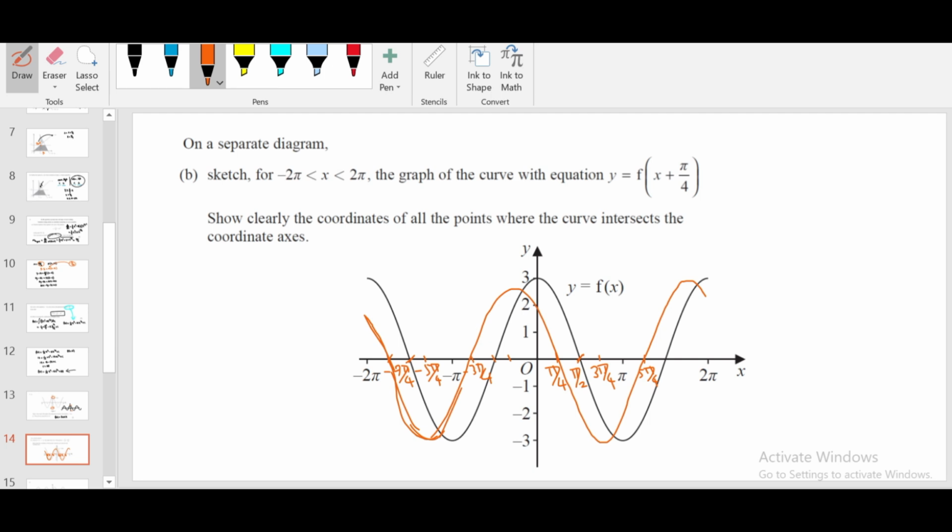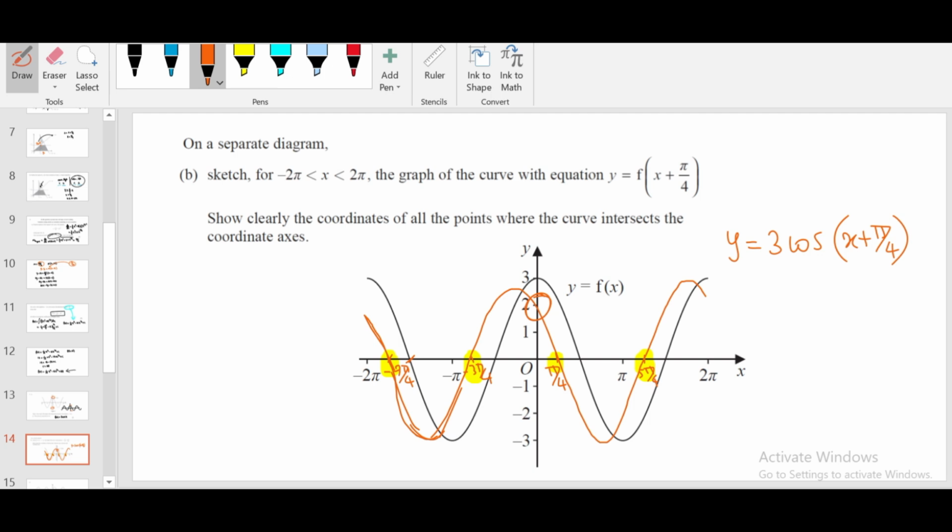You are given just the x and y axis on the next page, I guess, or if it's not given, you need to plot these points. What is important here? Read the question. They want the coordinates of the points where the curve intersects the coordinate axes. That's very important. That means these points: minus 7 pi over 4, minus 3 pi over 4, pi over 4, 5 pi over 4. These points are important. And then the y-intercept. How do we find it? First of all, I write the function y is equal to 3 cos. f of x was 3 cos x. Here it's 3 cos of x plus pi over 4.